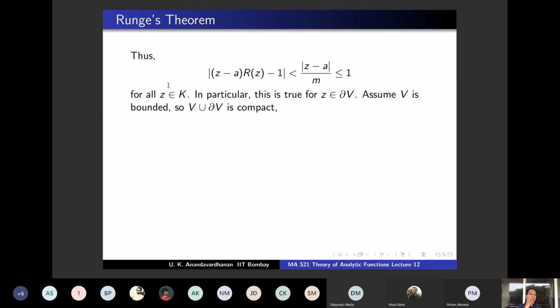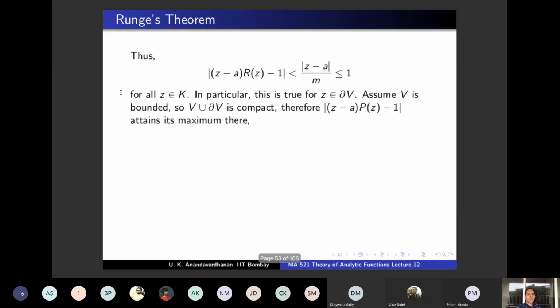If V is bounded, then of course the closure of V is also bounded and closure is of course closed. So V union boundary of V, which is nothing but the closure of V, is compact. And this particular function (z minus a) times R(z) minus 1 is holomorphic here, and therefore it is continuous and therefore it has a maximum. It has a maximum on V union boundary of V, but it's also holomorphic there. So therefore the maximum has to be attained on the boundary of V.